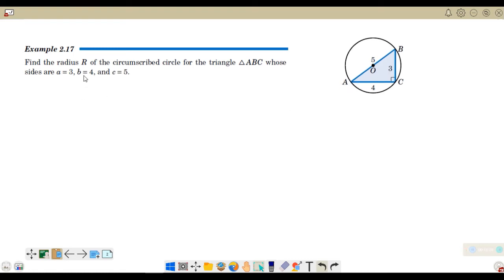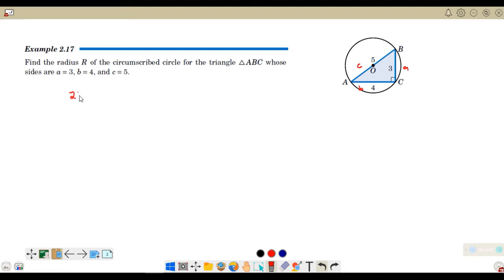Okay. So, find the radius R of the circumscribed circle for triangle ABC whose sides are side A, yung opposite ni angle A, is 3. Pangalanan natin siya. This is A. Tapos, B, opposite of angle B, is 4. This is B. Tapos, si C, equal siya sa 5. May binigay sa ating theorem kanina.